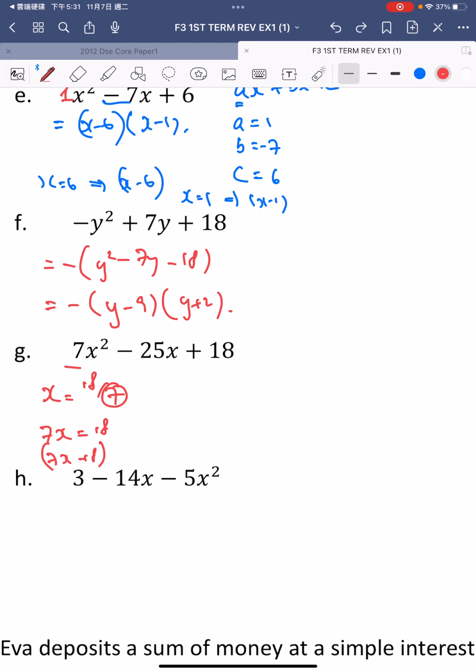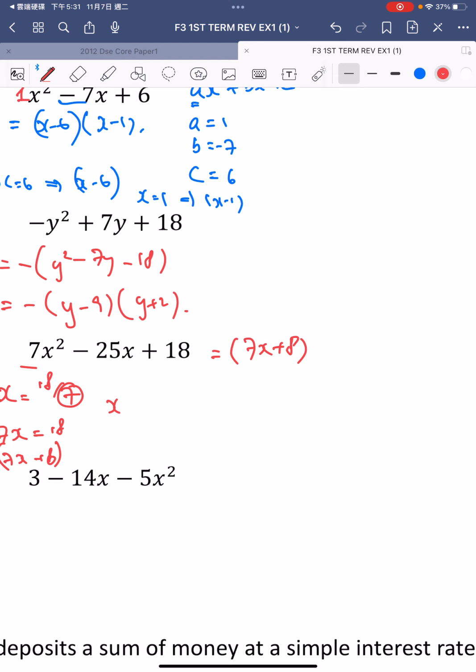So 7x minus 18 is the first factor. We just write it down. 7x minus 18 is the first factor. So for the second factor, it's going to be x equal to 1. So x equal to 1 just means that x minus 1 is a factor.